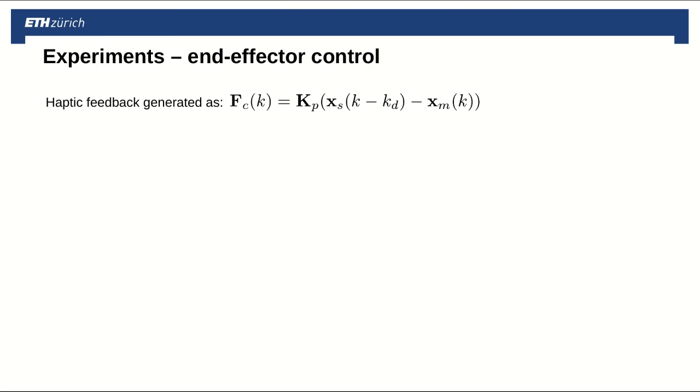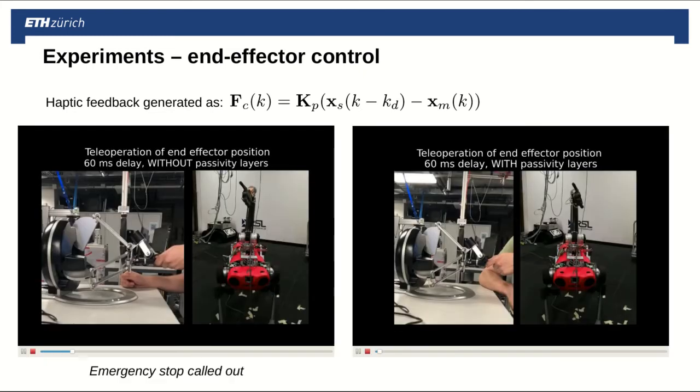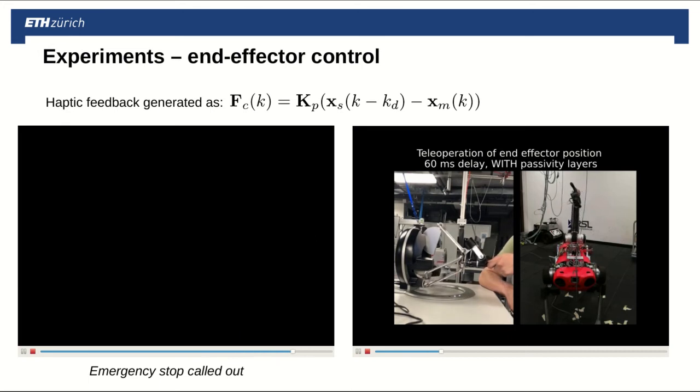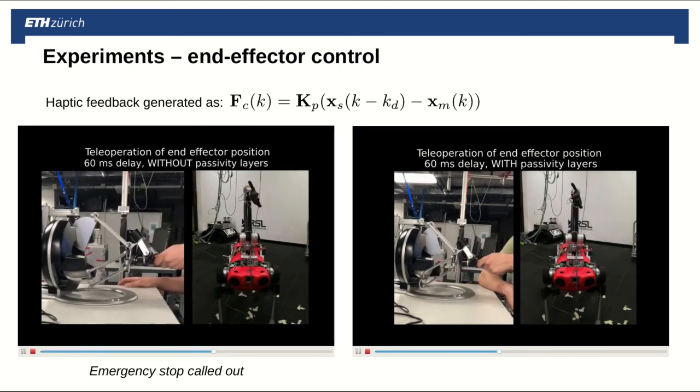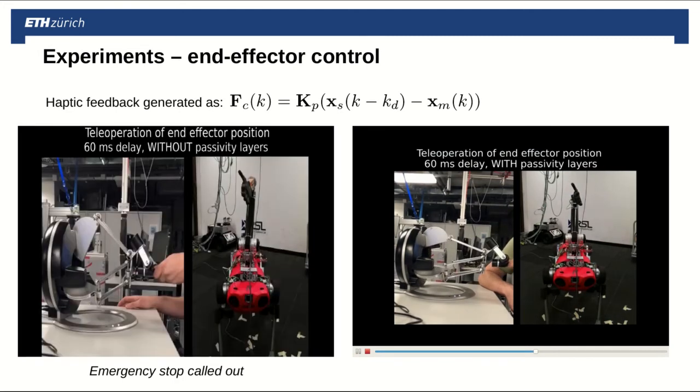To validate the approach, we perform different experiments. In the first experiment, the human operator moves the haptic device along a predefined trajectory. The haptic feedback is generated by the displacement error between the master and the slave measured position. And we can see that on the left side, in the case without passivity layer, the two devices show an oscillatory behavior. While when the passivity layer is implemented, it leads to a smoother master and slave trajectory.